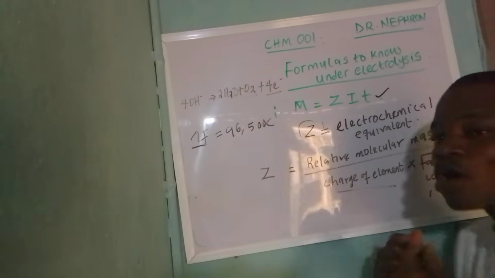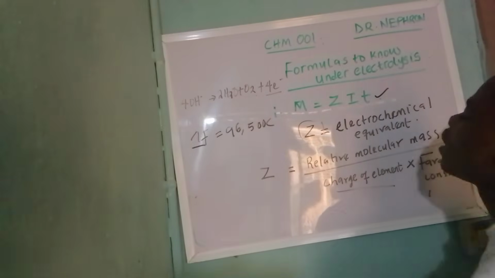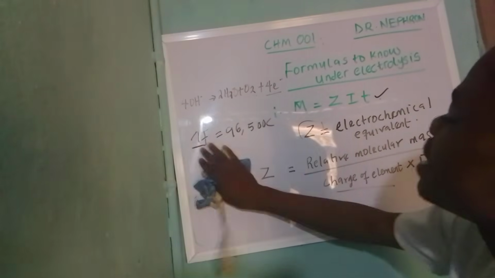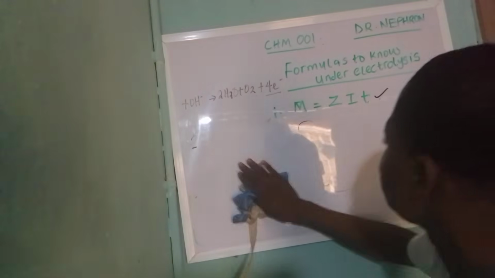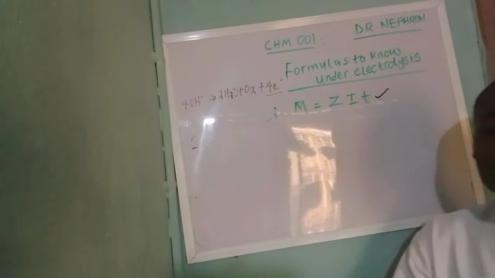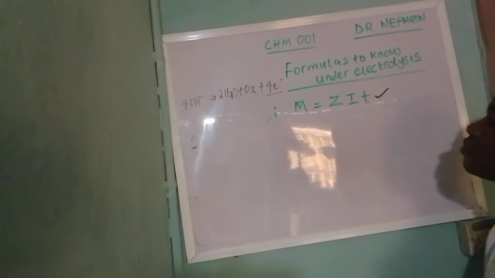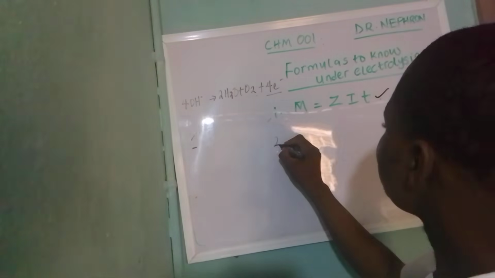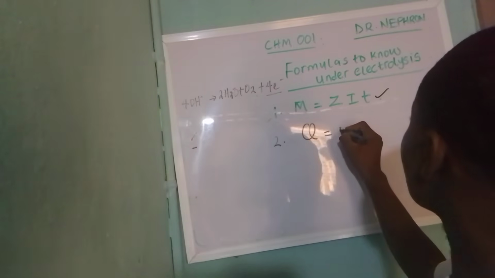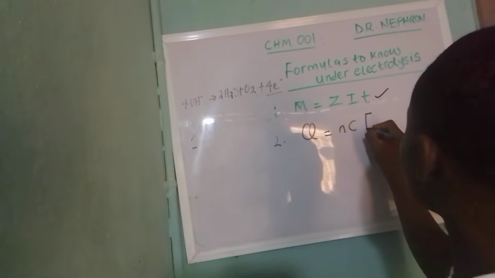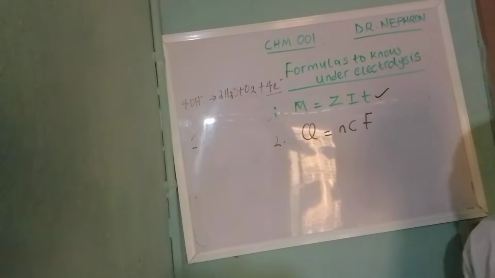The charge of the element multiplied by the Faraday constant. Hope you are getting that. Now, after knowing the first one, the second formula to know is Q equal to NCF. This formula is very, very important.